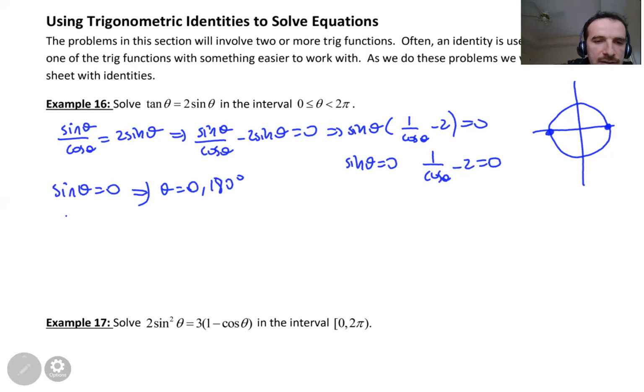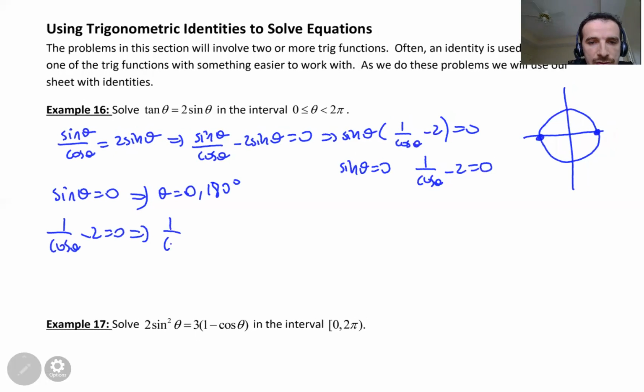And what about the second part? 1 over cosine theta minus 2 is equal to 0. So let's solve this. 1 over cosine theta is equal to 2. I am adding 2 to both sides. And let's cross multiply. 2 cosine theta is equal to 1. Cosine theta is equal to 1/2. Okay. And this is possible, since cosine can be between 1 and -1. So we have some solutions coming from this part as well. So how can we find those solutions?